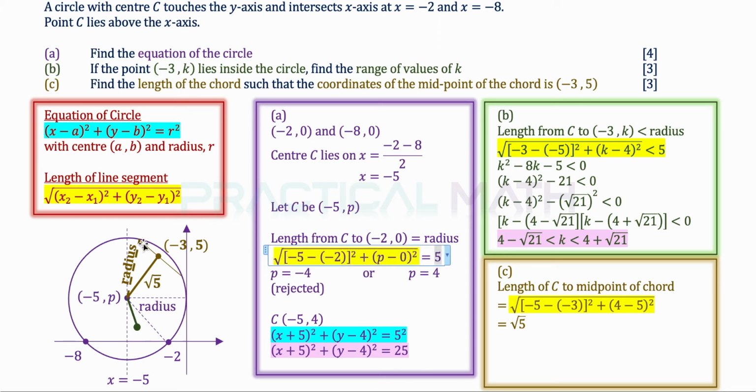So using the Pythagoras theorem, we're going to find half the length of this chord and times 2 to get the full length. So half the length of this chord that I highlighted here is found to be the square root of radius squared minus root 5 squared. To find the full length, you times 2, giving the full answer of 4 root 5 units. And that's the answer for this whole question.